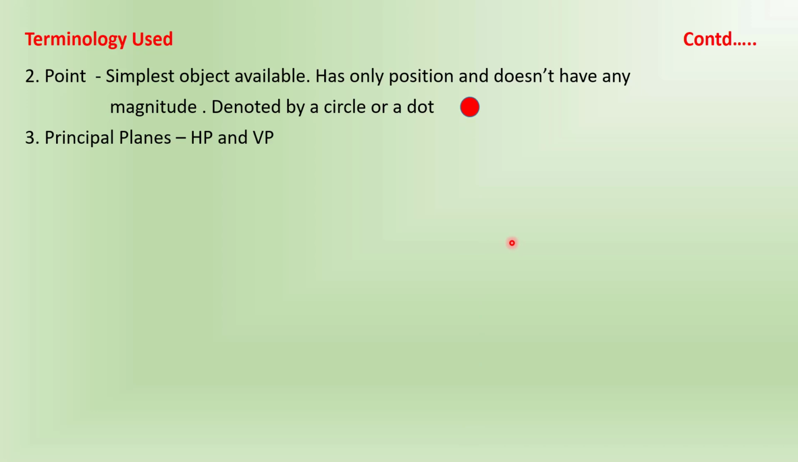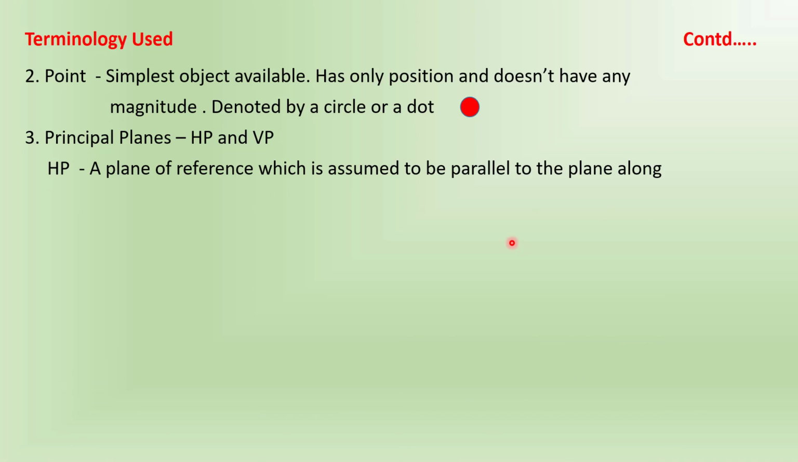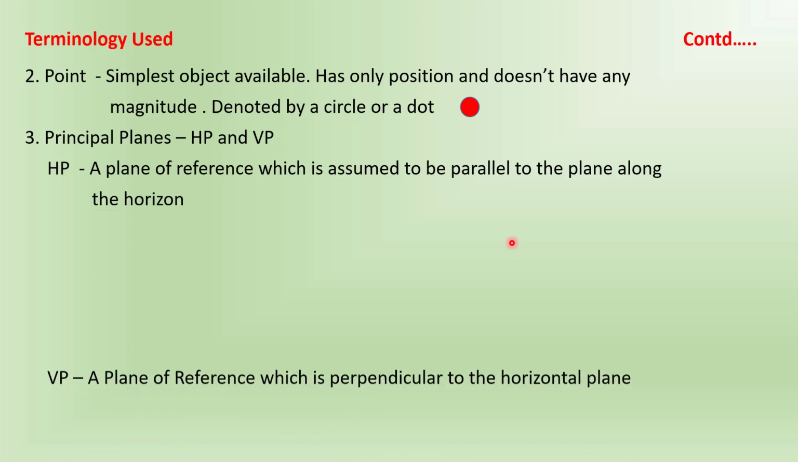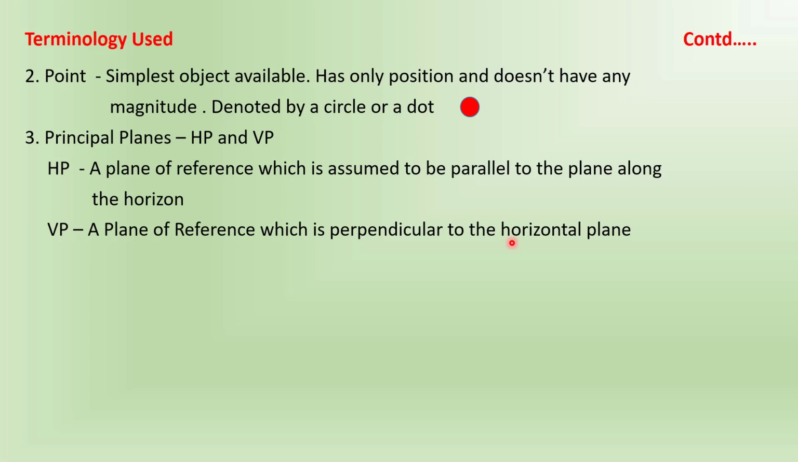Now the next one is principal planes. In order to get the image of the object, we require planes. So we will be using reference planes. Here in our case, we will use two reference planes. One will be a horizontal plane and the other one will be a vertical plane. Now what do you mean by a horizontal plane? That is a plane of reference which is assumed to be parallel to the plane along the horizon. And any other plane of reference which is perpendicular to this horizontal plane is known as the vertical plane.